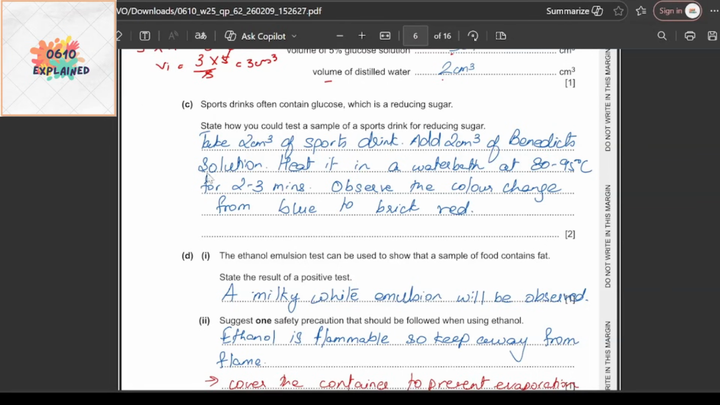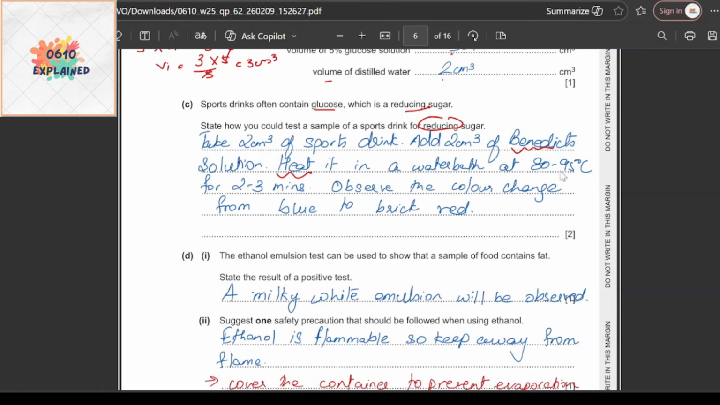Moving on to the next question. Sports drinks often contain glucose, which is a reducing sugar. State how you could test the sample of sports drink for reducing sugar. So we will write the procedure. Take 2 cm³ of the sports drink. For reducing sugar, we use Benedict's reagent. So Benedict's reagent is taken. In the Benedict's reagent, heating is a very important process. So never forget to write this.